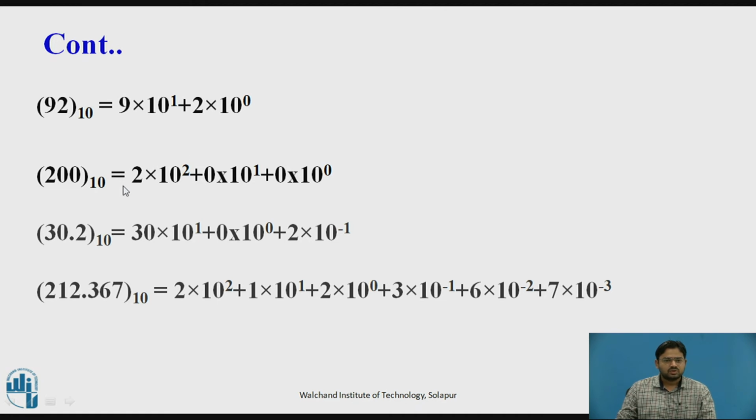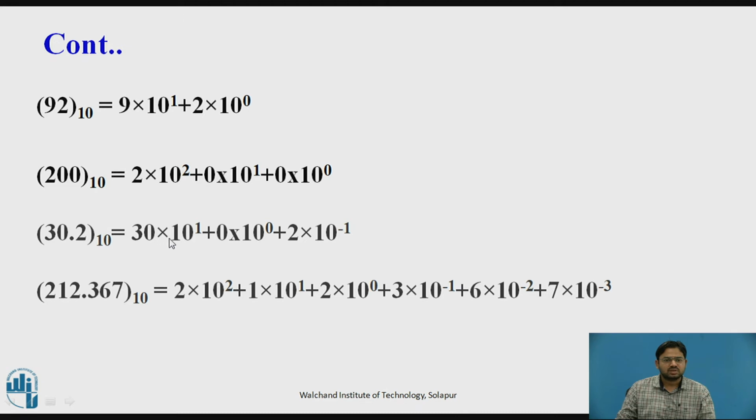Now 200. 200 has a place value of 100, which can be represented as 10 raised to 2, because the base is 10. So 2 multiplied by 10 raised to 2, plus 0 multiplied by 10 raised to 1, plus 0 multiplied by 10 raised to 0. When you add these, the zero terms vanish, and 2 multiplied by 100 is 200, so you get 200 again. So all these decimal numbers are represented by their equivalent decimal weights, and again it is represented in this fashion.